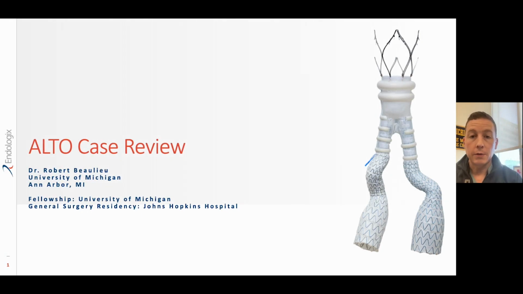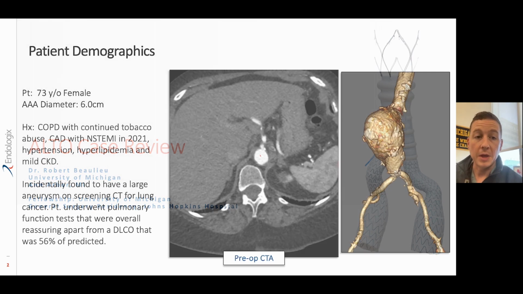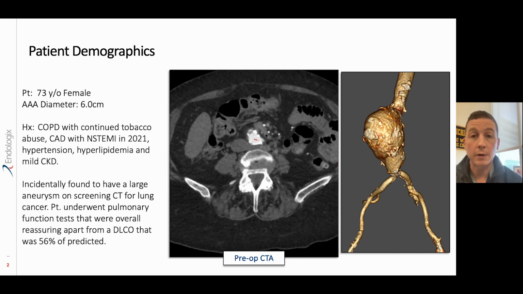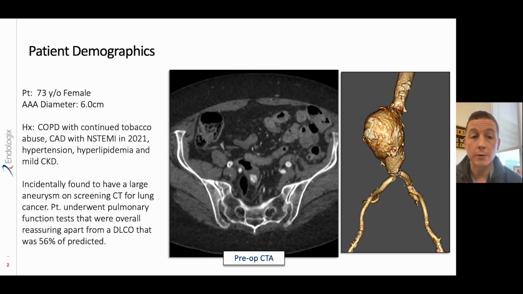I'm one of the vascular surgeons here at the University of Michigan, and I'm going to present a case review for a case for which I used the ALTO to treat an infra-renal abdominal aortic aneurysm. The patient was a 73-year-old female, and she was ultimately diagnosed with a 6-centimeter infra-renal abdominal aortic aneurysm.